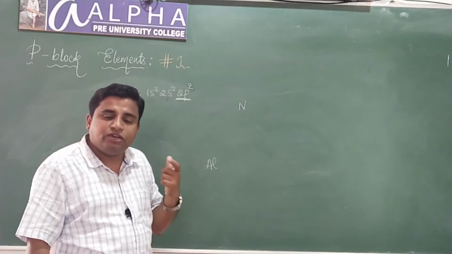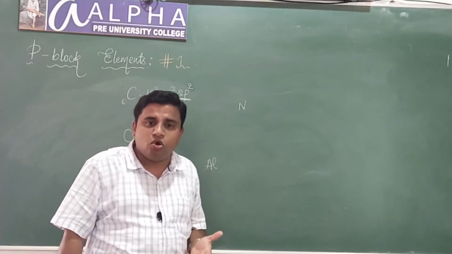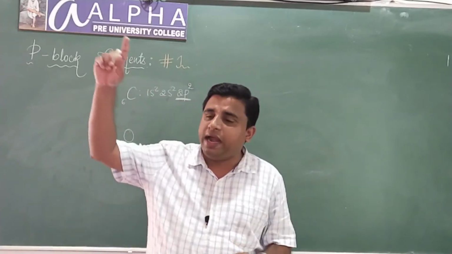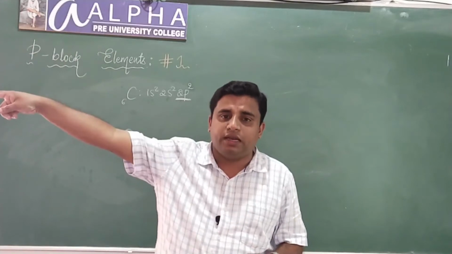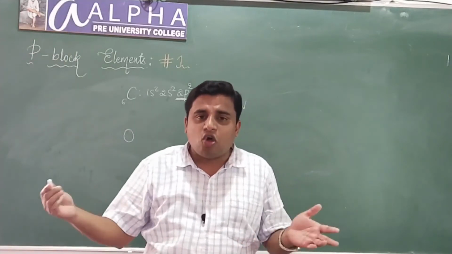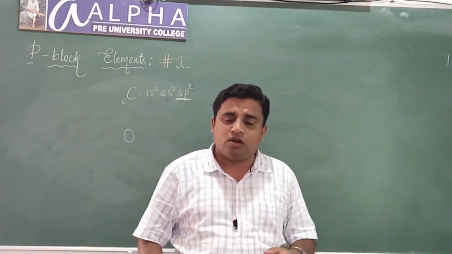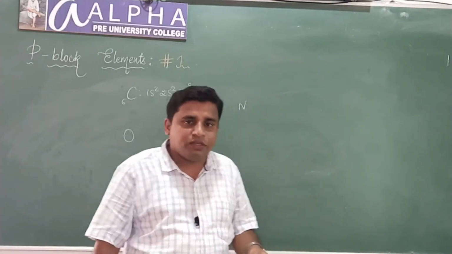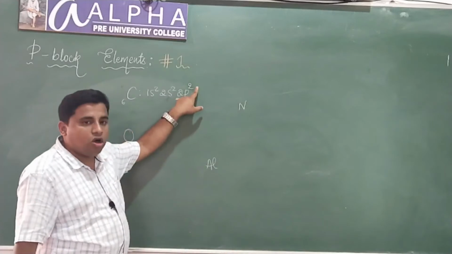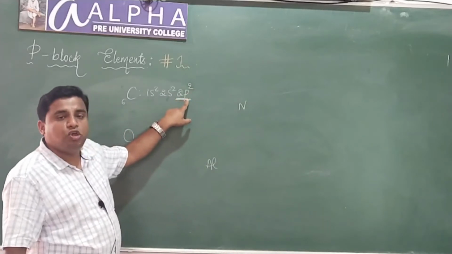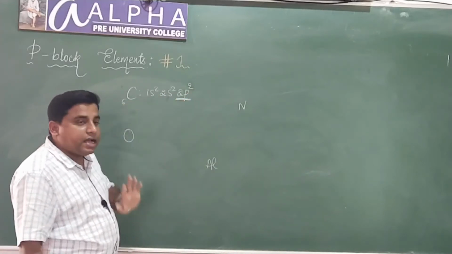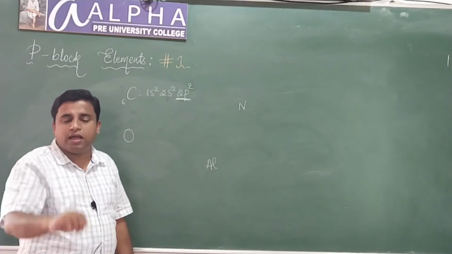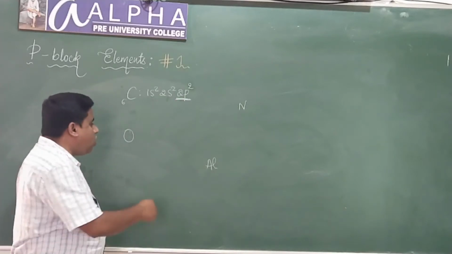What is happening to the last electron? Where is the last electron going? The last electron enters the last p orbital. We call the last electron the valence electron, and the last orbital the valence orbital. So the valence electron enters the valence p orbital. That is why carbon is called a P block element. Simple. How about oxygen?